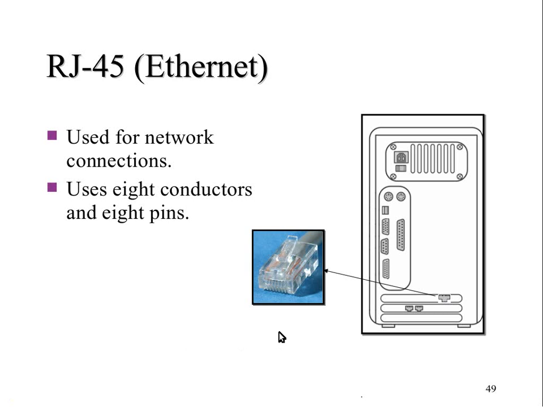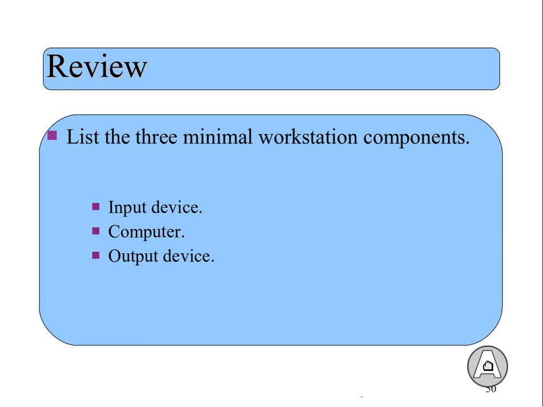List the 3 minimal workstation components that you would need. What are the 3 things you would have for a usable computer workstation? Well, you're going to have some kind of input device, such as a keyboard, mouse, for example. You're going to have the computer itself, and you have to have some kind of output device, such as a monitor.